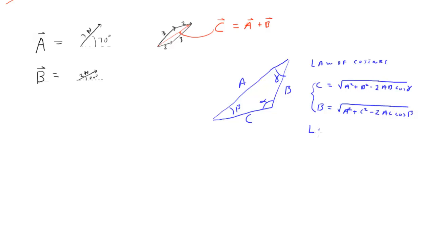We can also write the law of sines, which states that A over the sine of alpha equals B over the sine of beta equals C over the sine of gamma, right? So here's the law of sines. Here's a couple different representations of the law of cosines. You should definitely have these memorized very shortly in this course.